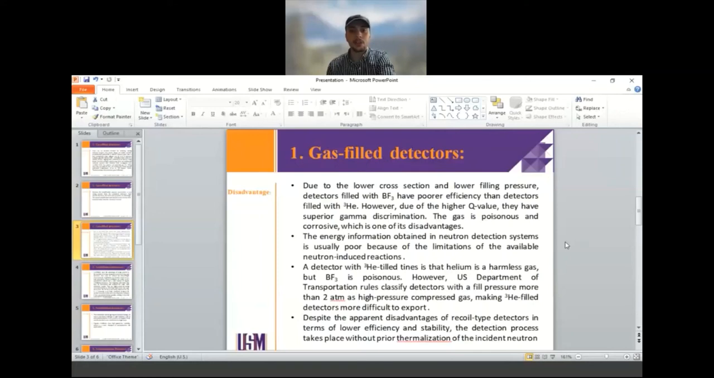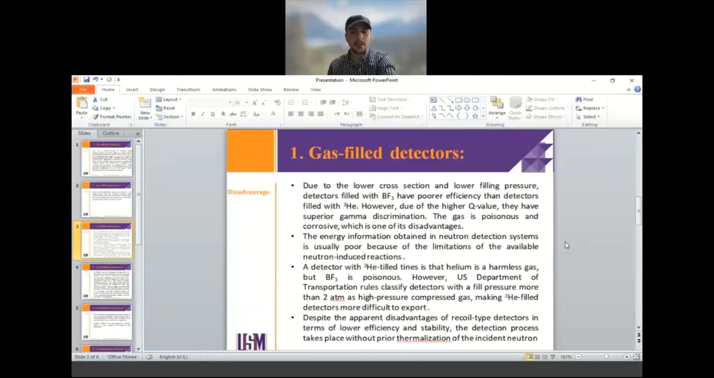Second, the energy information obtained in the neutron detection system is usually poor because of the limitation of the available neutron-induced reactions. Third, a detector with helium-3: helium is a harmless gas, but transportation rules class it with detector fill pressure more than 2 atm as a high pressure compressed gas, making helium-3 filled detectors more difficult to export.